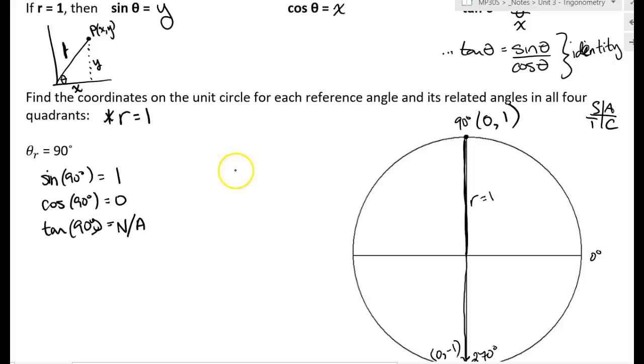Alternately, if we look at 270, we've got sine of 270. You don't necessarily need to put your angle in brackets. Again, it's going to be your y value. In this case, it is -1. Our cosine value of 270 is 0 as well, because it's still our x value. So tangent of 270 is still going to be undefined because we're still dividing by 0.